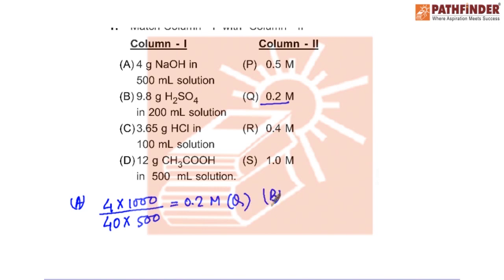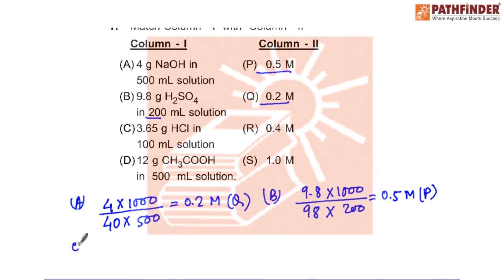The next, B, it is asking 9.8 gram sulfuric acid, so 9.8 into 1000 divided by, you need to know the molar mass of sulfuric acid. Try to guess. Yes, it is 98 times the volume given, 200. So if you solve it, you will get 0.5 molar. So this is P.